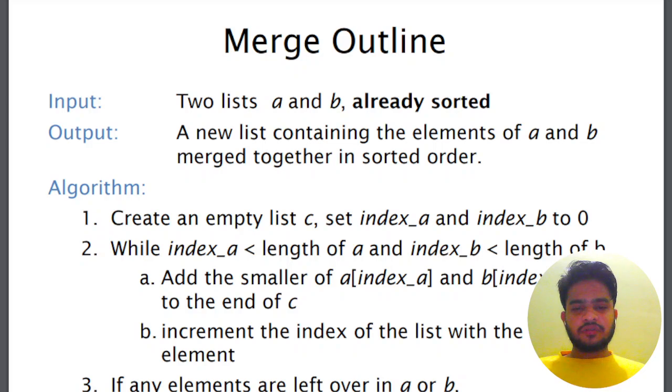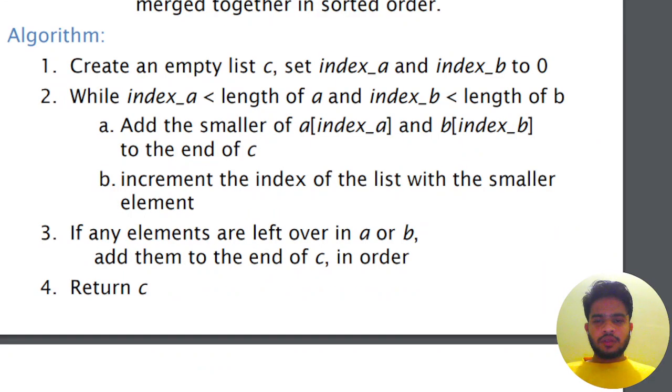add the smaller element of A and B to the end of C. Increment the index of the list with the smaller element. If any elements are left over in A or B, add them to the end of C in order and return C.